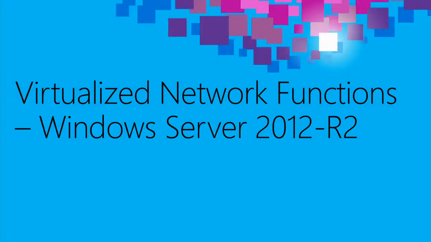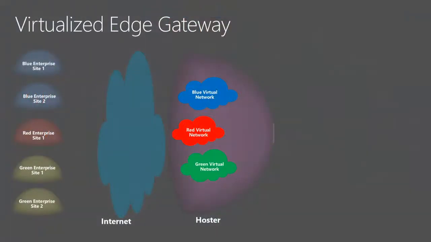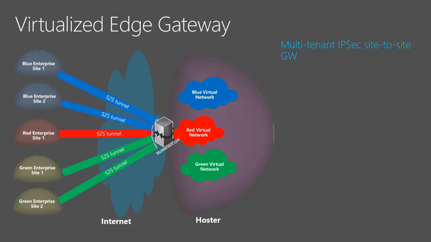Now let us look at the network functions that we first offered in 2012 R2 in detail. So in 2012 R2, we introduced the virtualized edge gateway, which offers a bunch of functions. The first one is a site-to-site gateway. The site-to-site gateway enables on-premises enterprises to connect to their workloads in the cloud. So they essentially set up a site-to-site tunnel between their on-premises gateway and the gateway in the cloud.